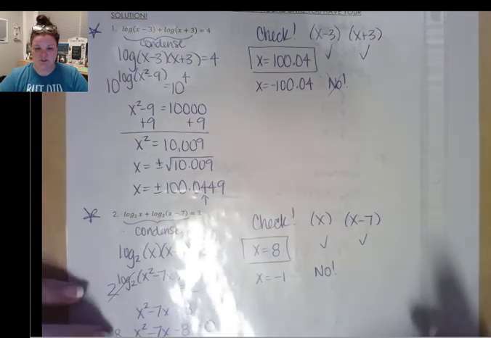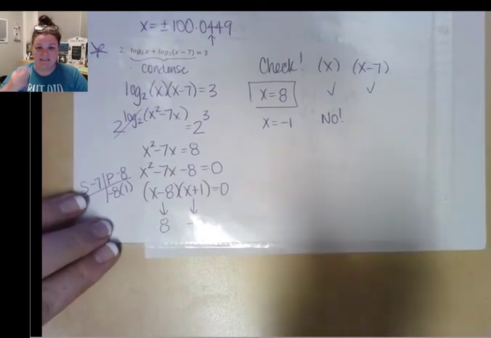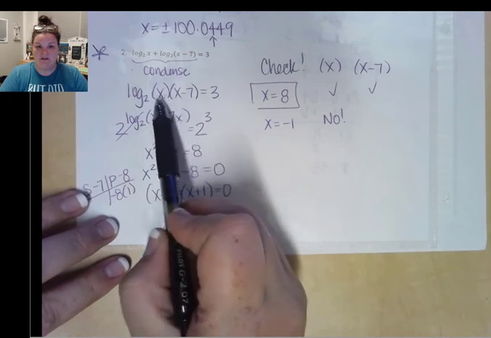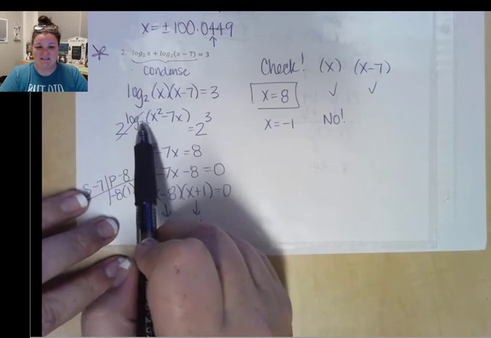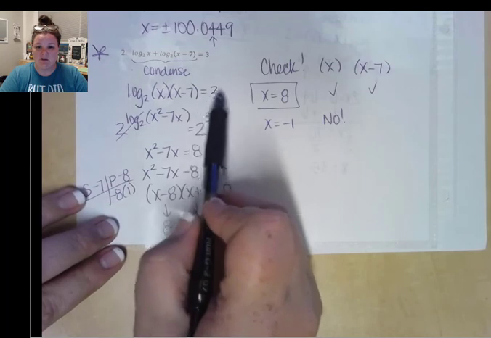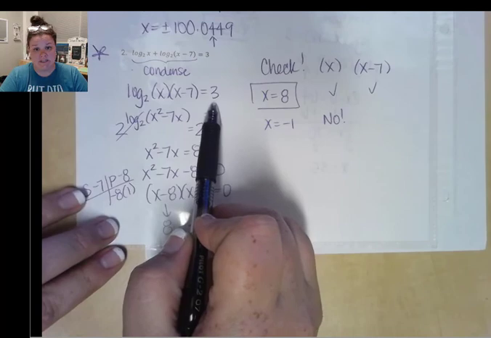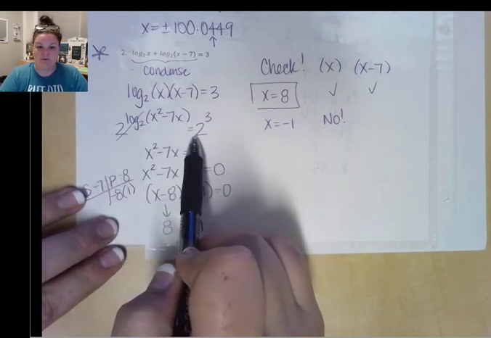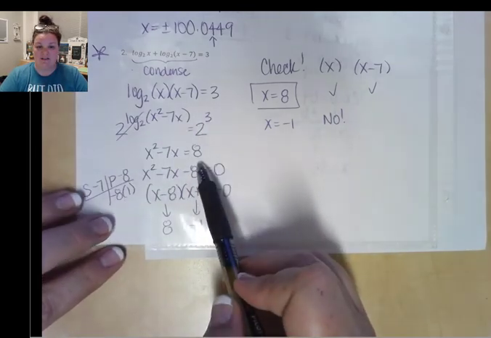Okay. Number 2, same idea. We have to condense first. So we condense from addition to multiplication. When we do that multiplication, we get x squared minus 7x, but it's stuck inside this log base 2, right? And notice I can't just drop it because there's no log base 2 on this side. So the way I get rid of a log base 2 when there's not one on the other side is I use the exponential base. So I put in an exponential base on both sides. It cancels on the left, and 2 cubed gives me an 8 on this side.